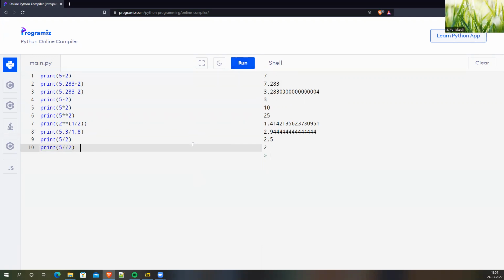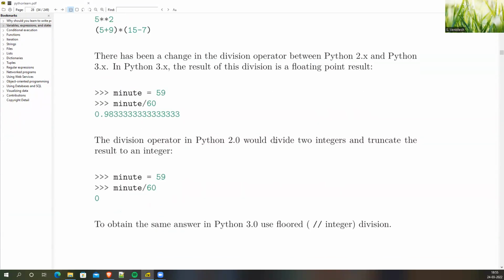Okay. Similarly, what is the remainder? When you divide 5 by 2, the remainder is supposed to be 1, right? So for the remainder, you will use 5 % 2. Percentage is for the remainder. Okay, so remainder is 1. So double backslash is for the quotient and percentage is for the remainder when you're dividing an integer by another integer. Is that okay? Yeah, so that was the important thing. And that is what they have done here.